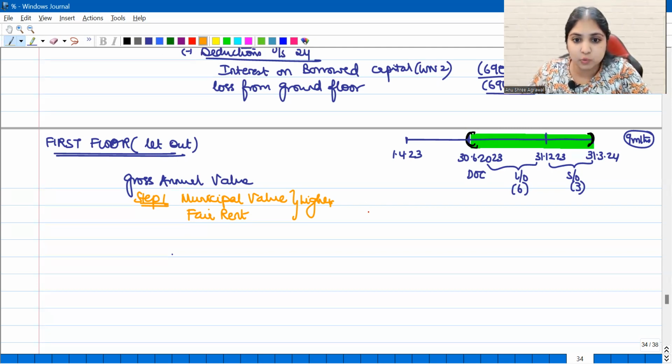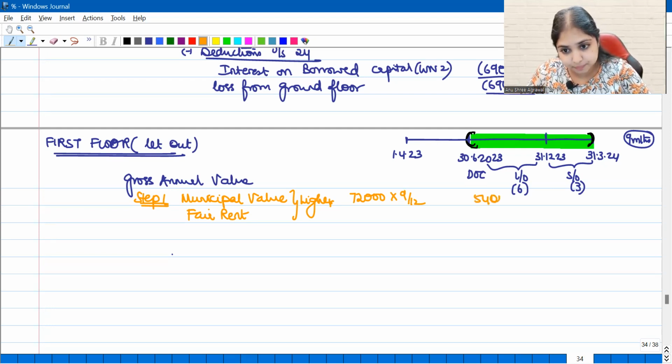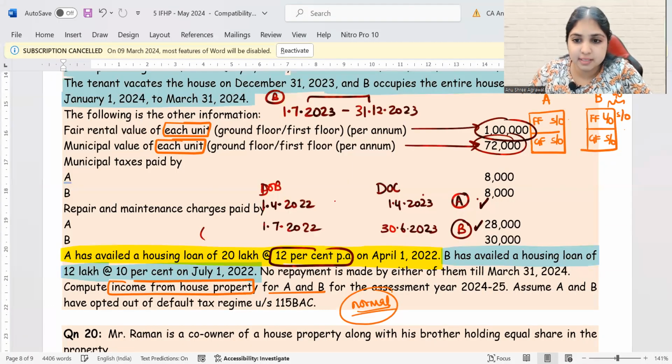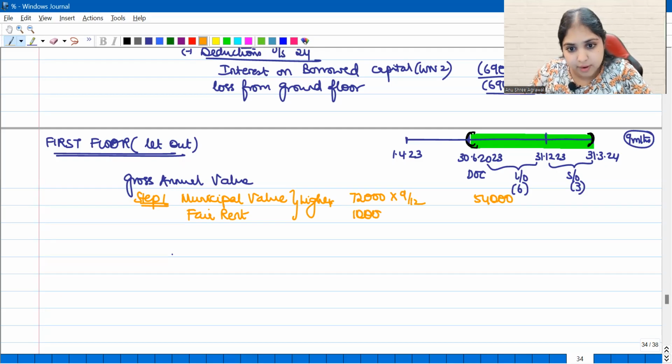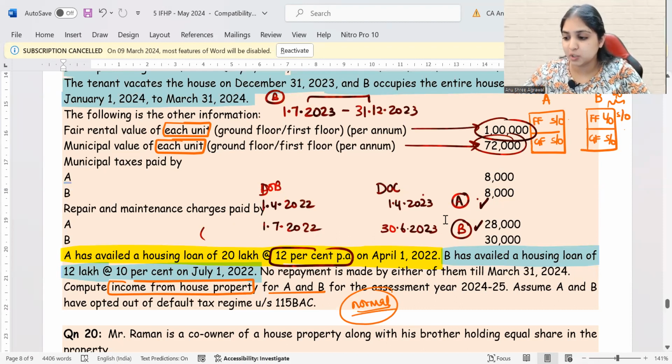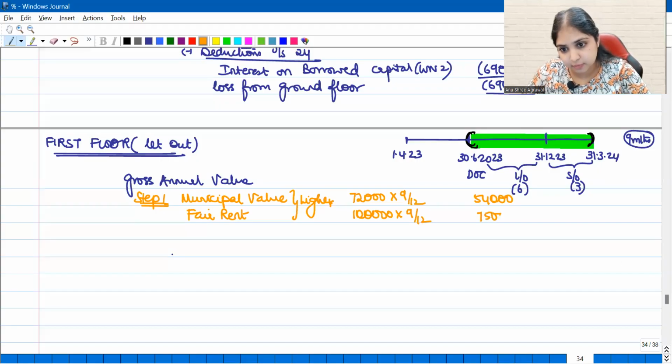So municipal value 72,000 is for the whole year. So I need 72,000 into 9 by 12. I need only for 9 months. Did you understand, everybody? This is going to be 54,000. What about the fair rent? Fair rent is 1 lakh. Again, same problem. 1 lakh is for the whole year, but I need only for 9 months. Now listen, 1 lakh into 9 by 12 is going to be 75,000. Out of these two numbers, I want whichever is higher, 75,000.